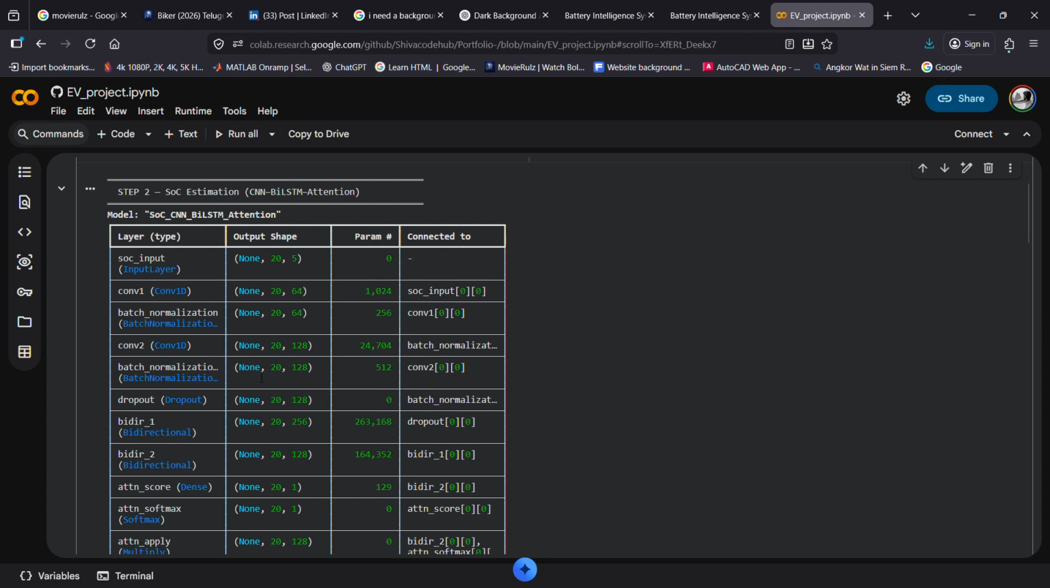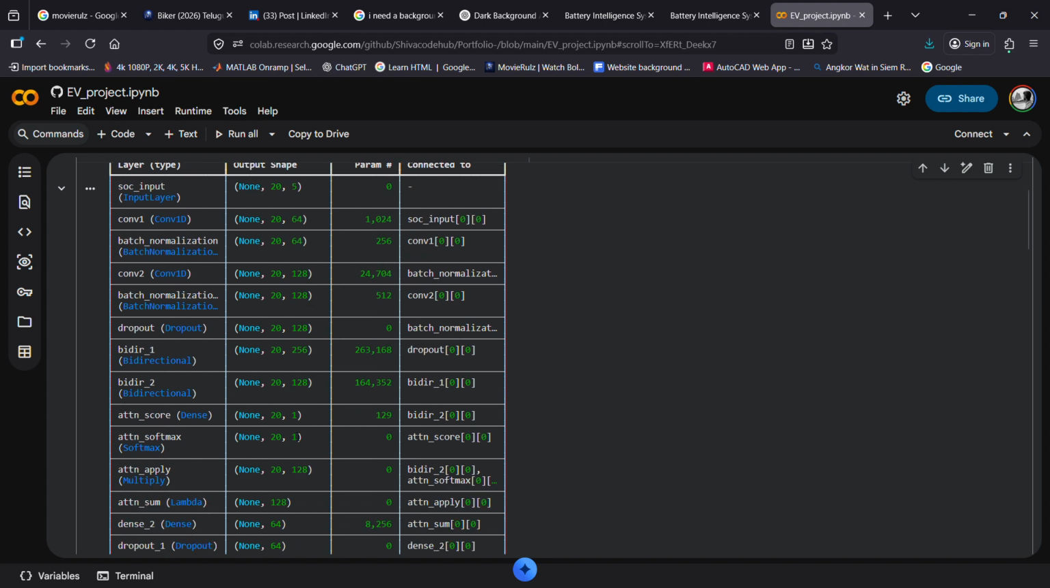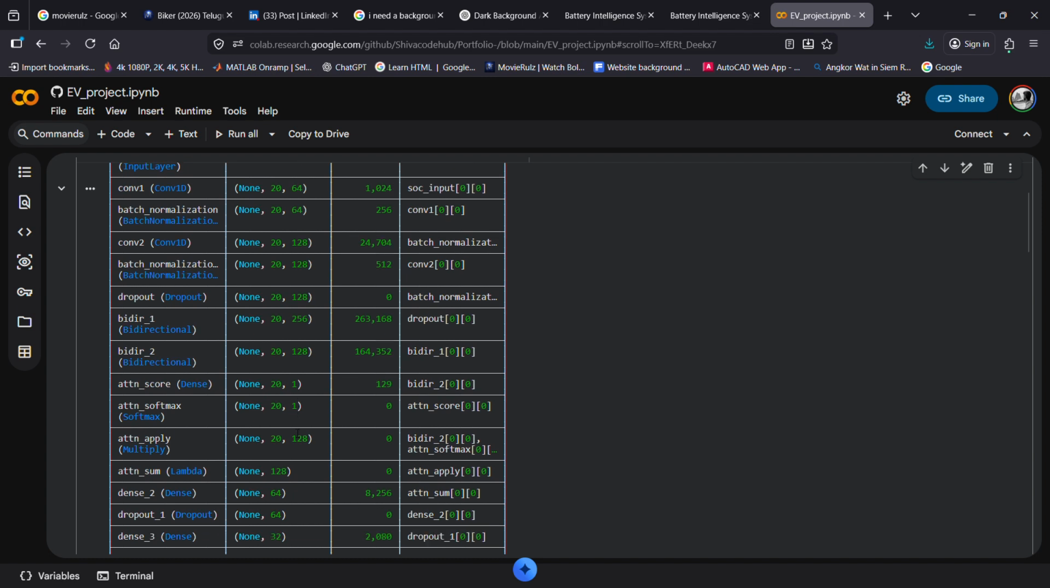And coming to the BiLSTM layers, I use two BiLSTM layers. First one is 256 output and second one is 128 output. These layers capture long-term dependencies in both forward and backward directions. And then I implemented an attention mechanism. The attention layer assigns importance weights to different time steps and reduces the sequence into a meaningful representation.